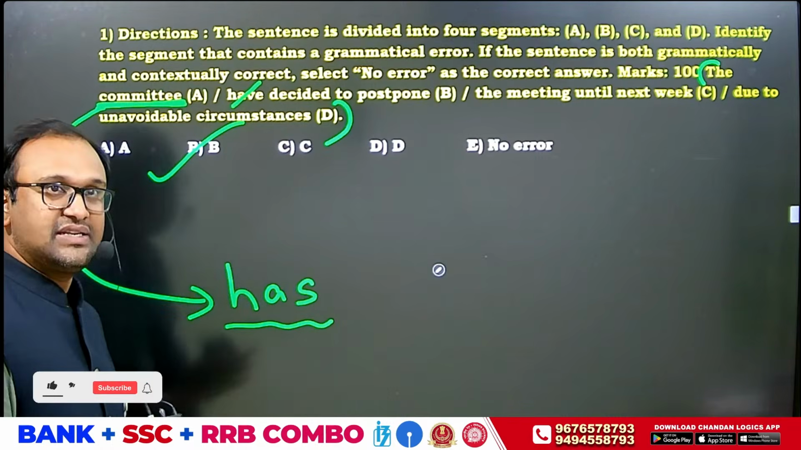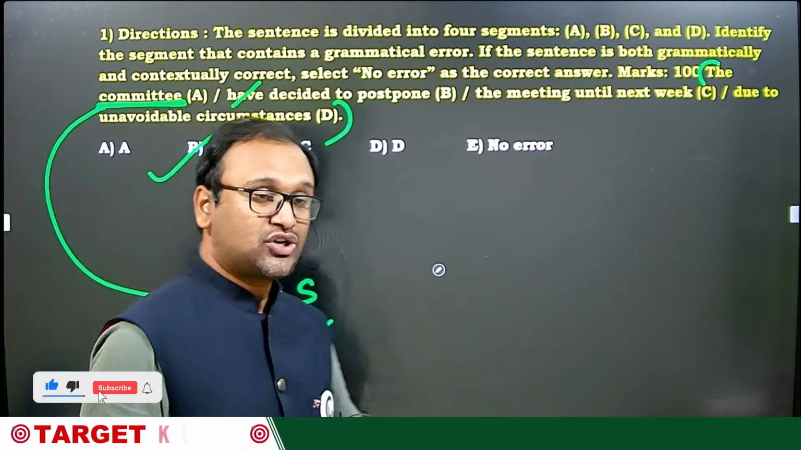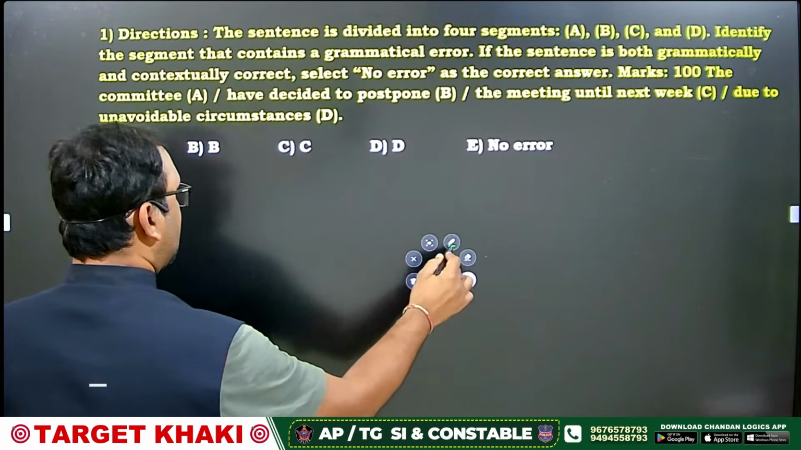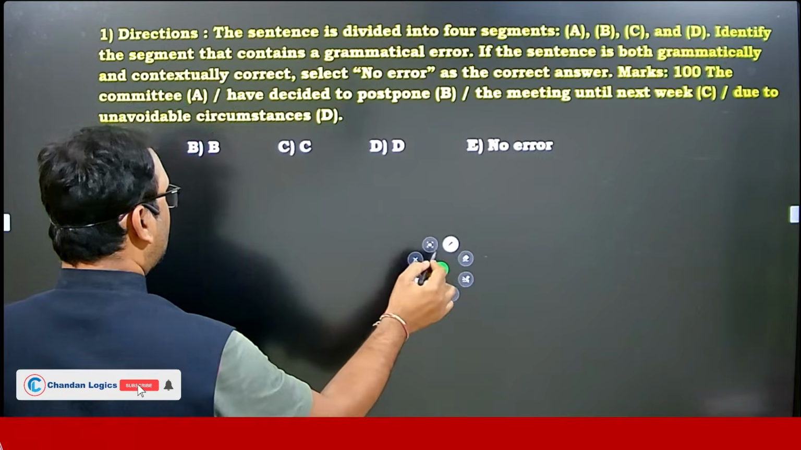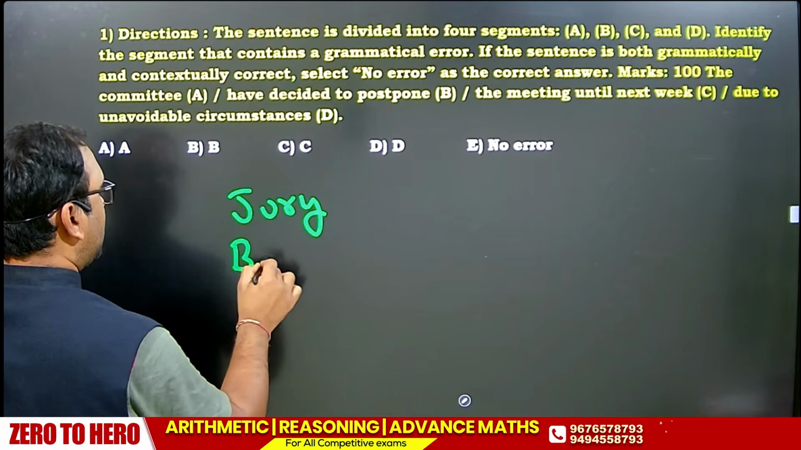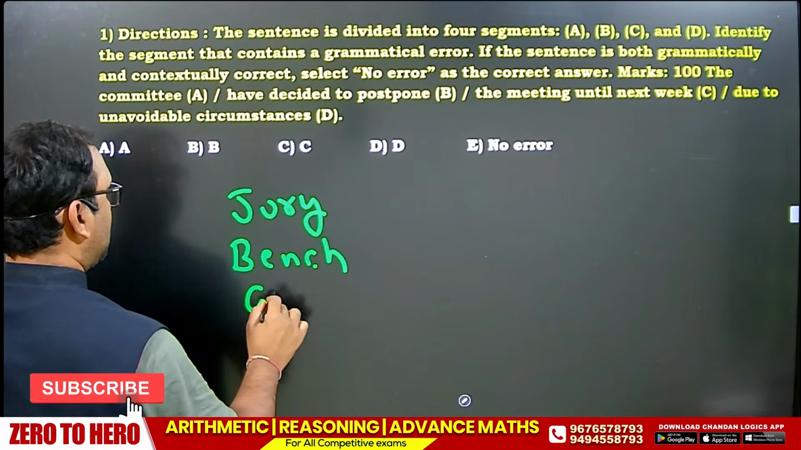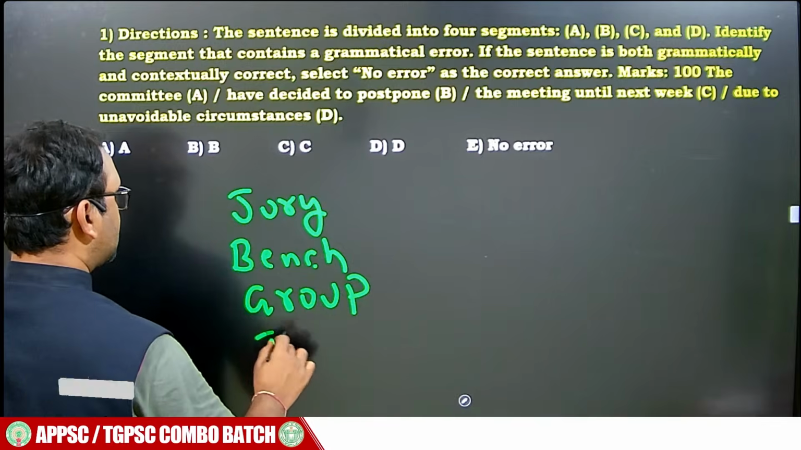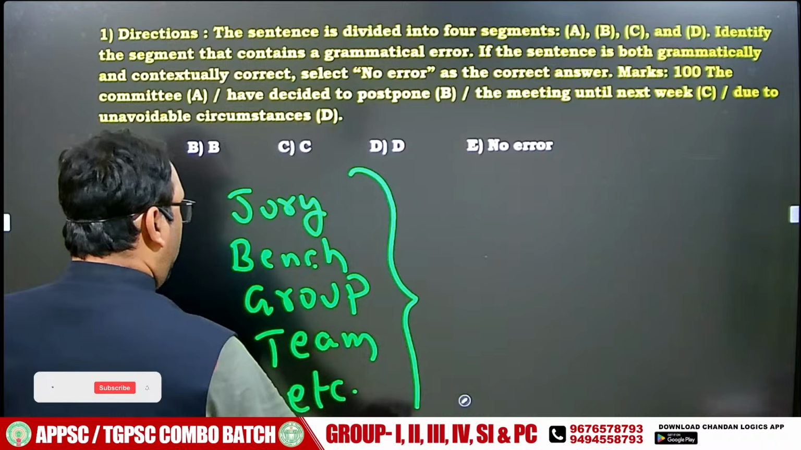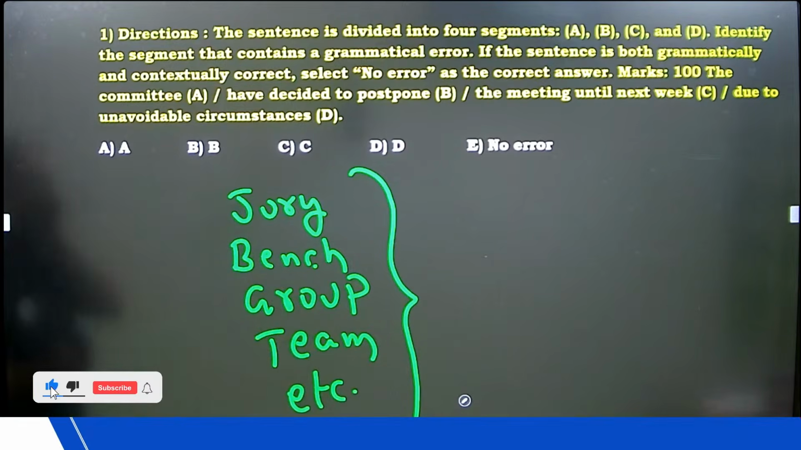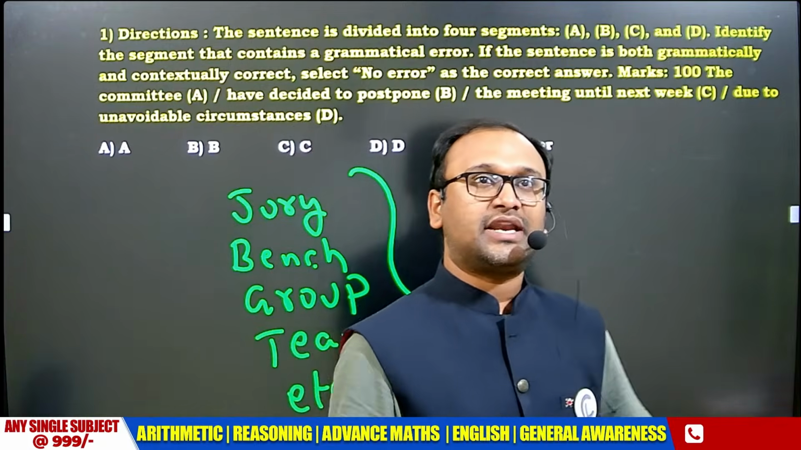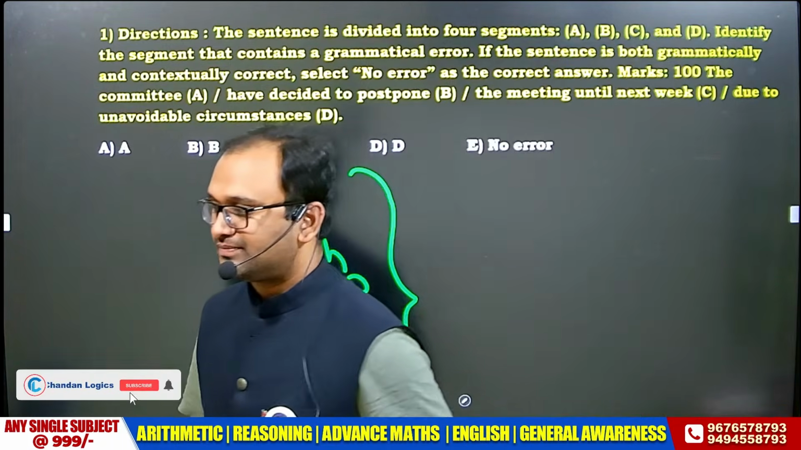Having said this, it is also my responsibility to give you this information. There are some collective nouns like committee, jury, board, bench, union, association, group, team, and so on. These are known as collective nouns.